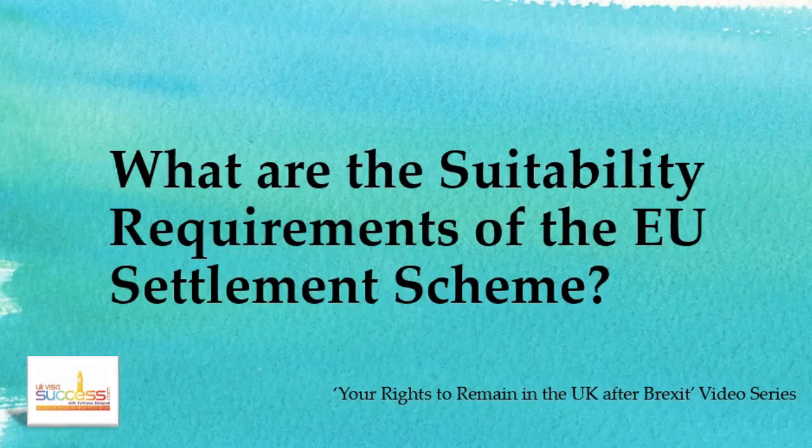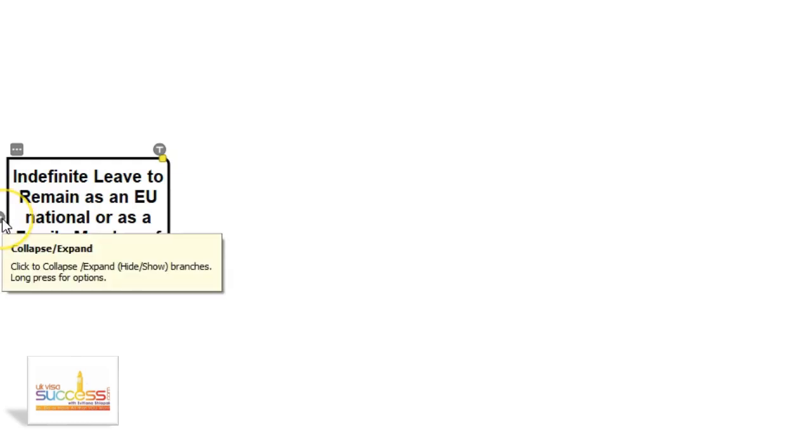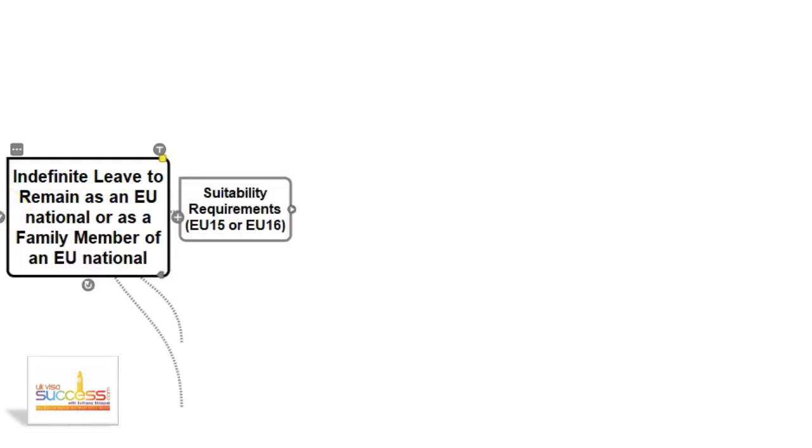What are the suitability requirements of the EU settlement scheme? As an EU national or a family member of an EU national, when making your application under the EU settlement scheme, you will be expected to meet a number of requirements. And the assessment of any case always starts with checking if you meet the suitability requirements. It is very important for you to know what these are in order to make sure that you qualify before submitting your application. Suitability requirements are all about being a suitable person to remain in the UK. If the Home Office does not believe you are that person, the application may be refused.